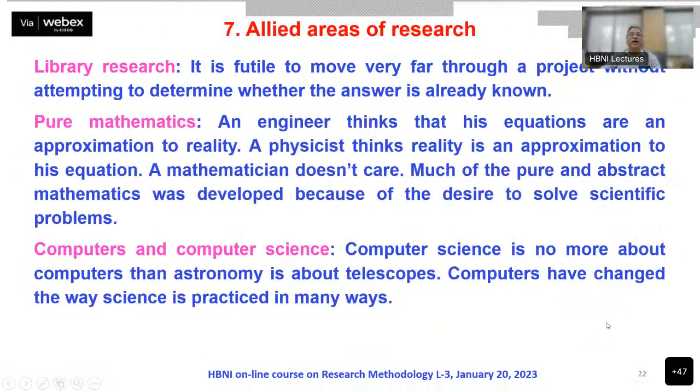So lastly, you have this allied area of service research. This is like library research. There are people who are working on libraries, on how the archives are maintained. And it is rightly said that it is futile to move very far through a project without attempting to determine whether the answer is already known. So a literature survey is one thing, but at the same time, in libraries there is also research on how to archive the information.